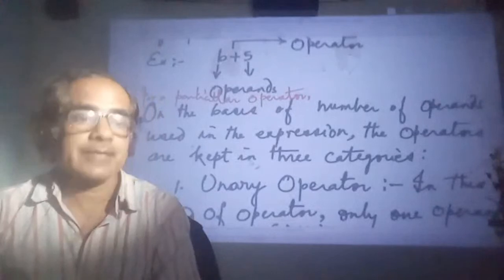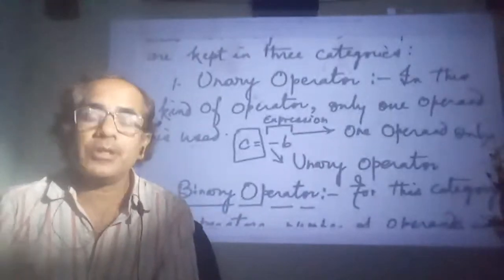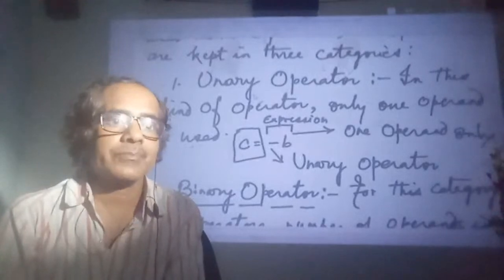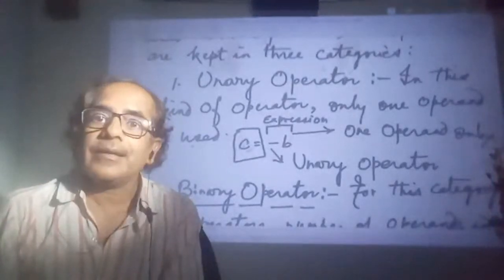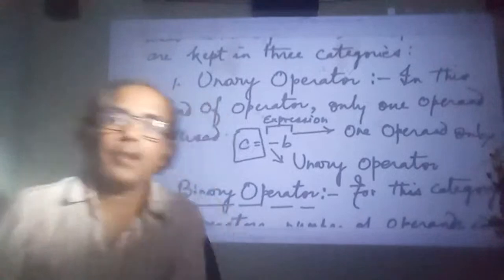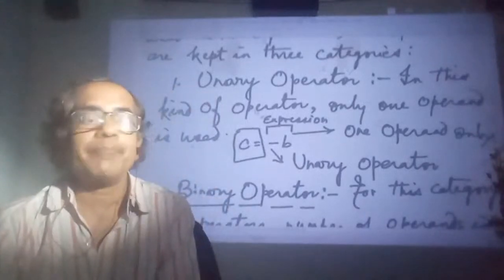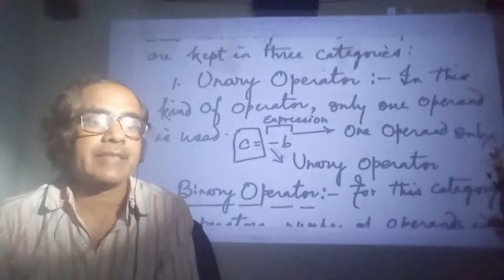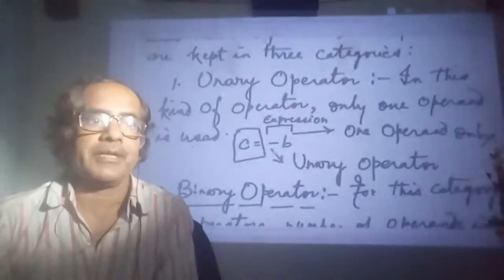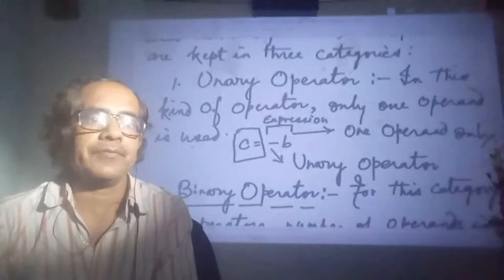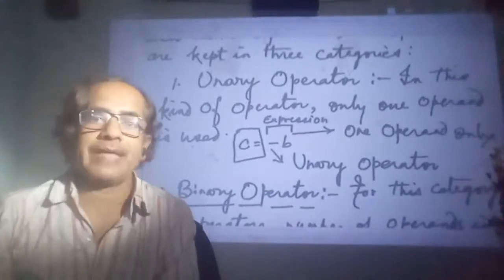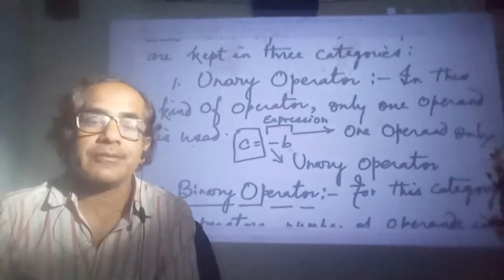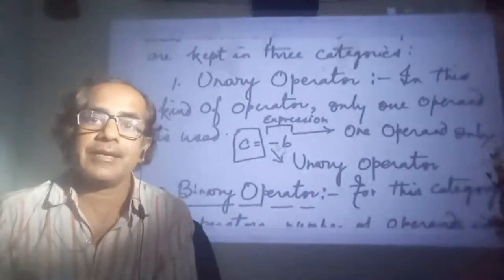The first is unary operator. I told the operator in which only one operand is used. Like from a common example, from a common use, I gave the example of this negation operator. That in this kind of operator, only one operand is used. Like you write minus b. Here b is the operand and minus is the negation operator.